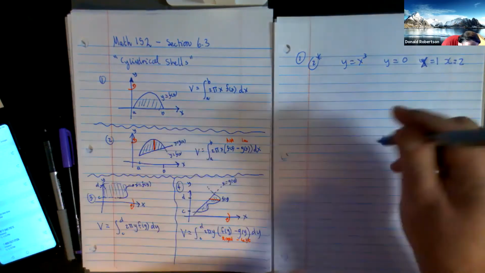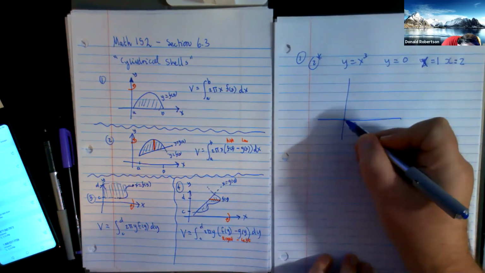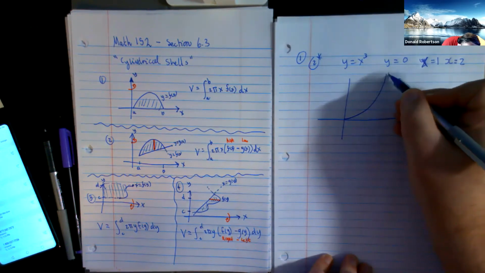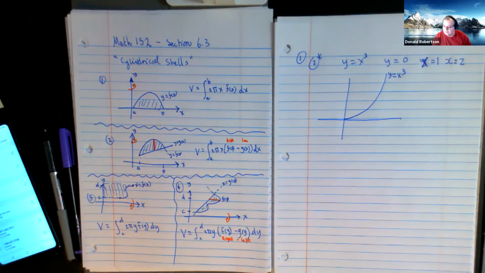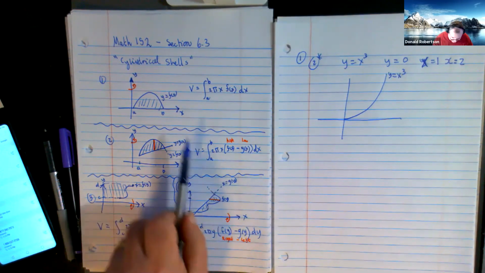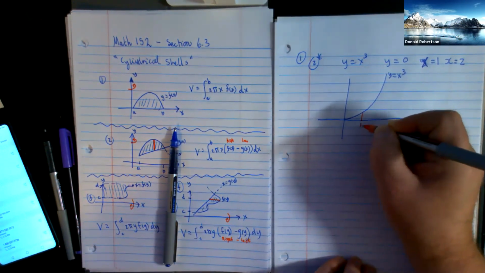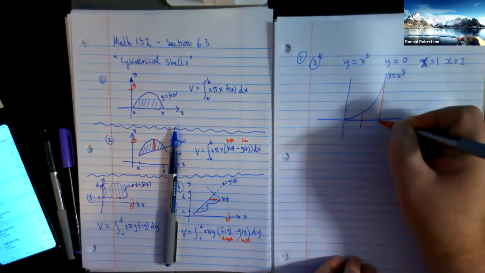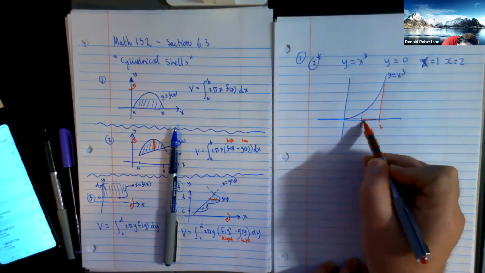I could certainly do that in Desmos, but it's not a curve that is that difficult to draw. Are you comfortable with that's what y equals x cubed looks like? You've probably seen it lots of times before. Now, they've got a couple of other things added on. x equals 1 would be here, x equals 2 would be here, and y equals 0 is basically the x-axis.